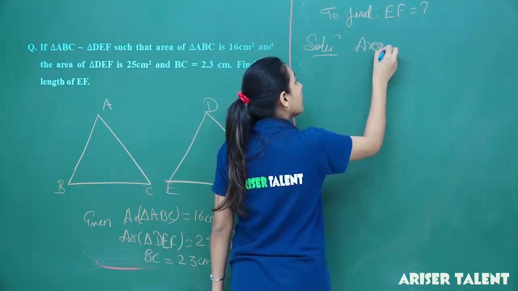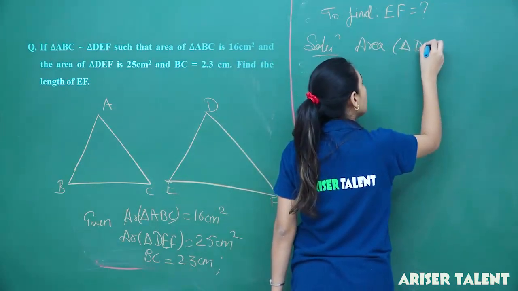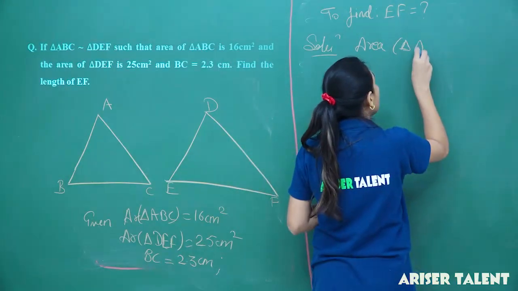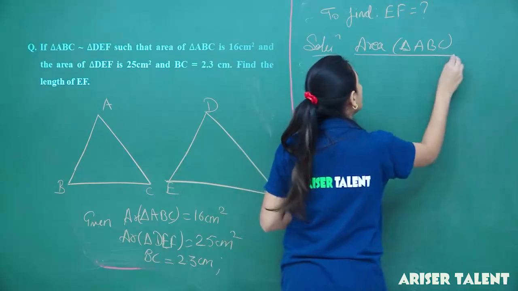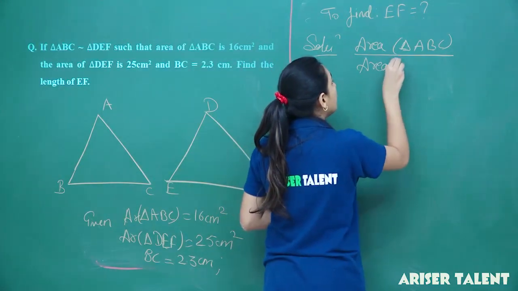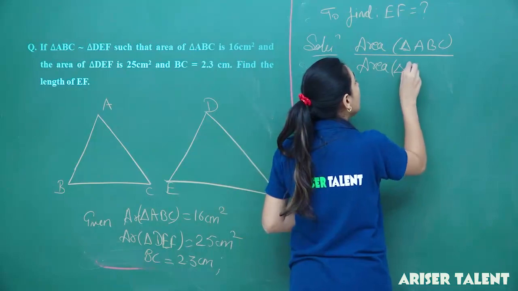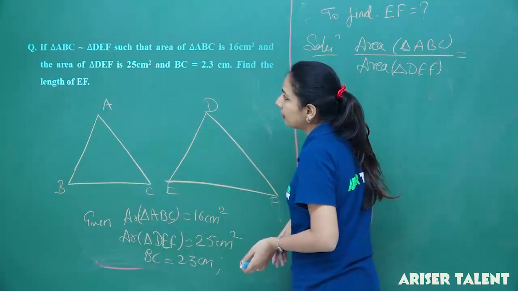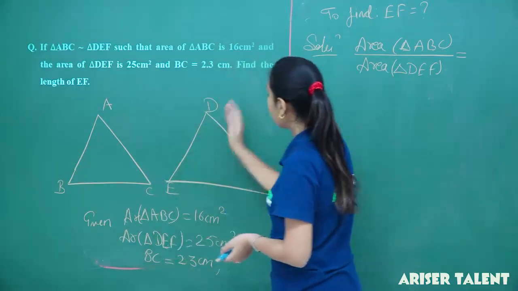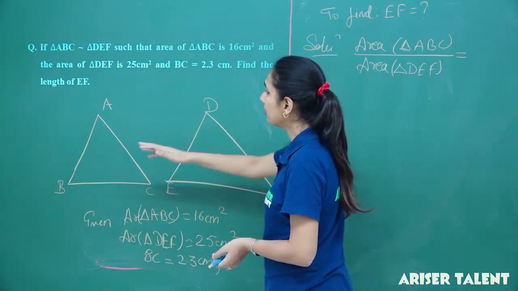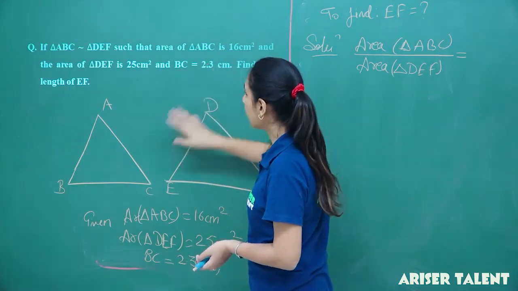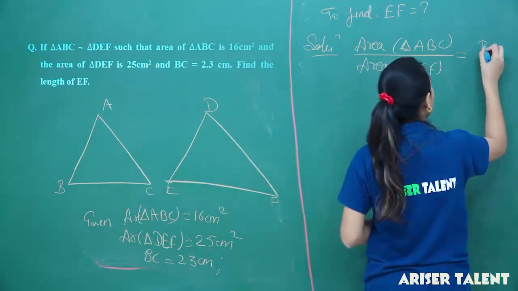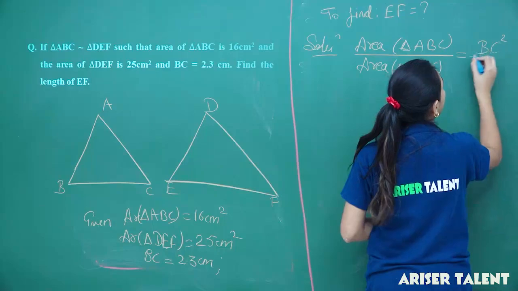Area triangle ABC. Area triangle ABC is what, my students? That is, area triangle DEF will be equal to what? Any two corresponding sides. It will also be equal to AB square by DE square, but this is of no use. We have BC square here, and we have been asked about EF square. So we will apply only BC square by EF square here.